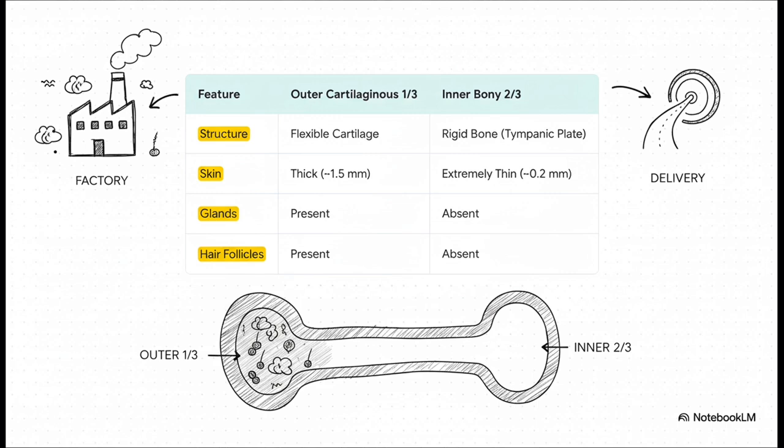But then you get to the inner two-thirds, and it's a completely different story. It's rigid bone, and the skin covering it is incredibly thin. We're talking just 0.2 millimeters. And notice what's missing? No glands, no hair. This is the delicate delivery section that leads right up to the eardrum.